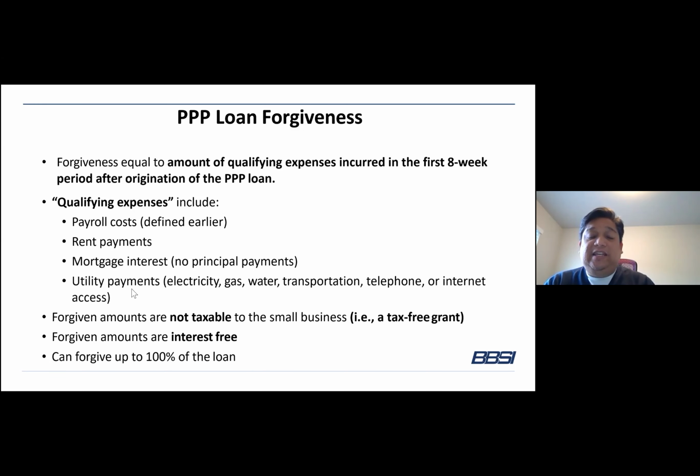I did not see anything from a capital equipment cost in that regard. It's only specifically talking about mortgage interest for your office or whatever property that you own. I did not see anything to that nature as far as company cars or things of that nature.